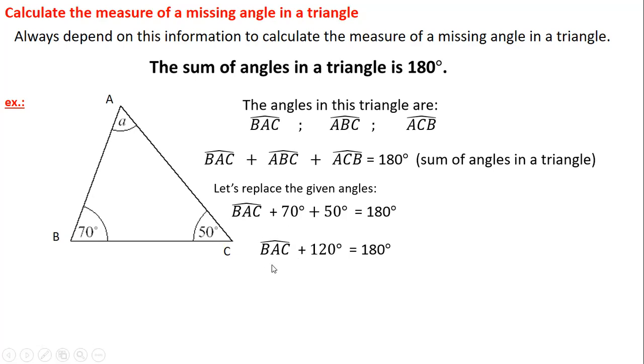Now I still have angle BAC, which is missing. So angle BAC is equal to 180 degrees, and I take the plus 120 to the other side, it becomes minus 120 degrees. Now I can calculate angle BAC is equal to 60 degrees. I write here inside this angle is equal to 60 degrees. Please, these steps should always be written and should always be followed. If you solve without writing these steps, your solution will be missing. So please always follow the same procedure to find the measure of the missing angle in a triangle.